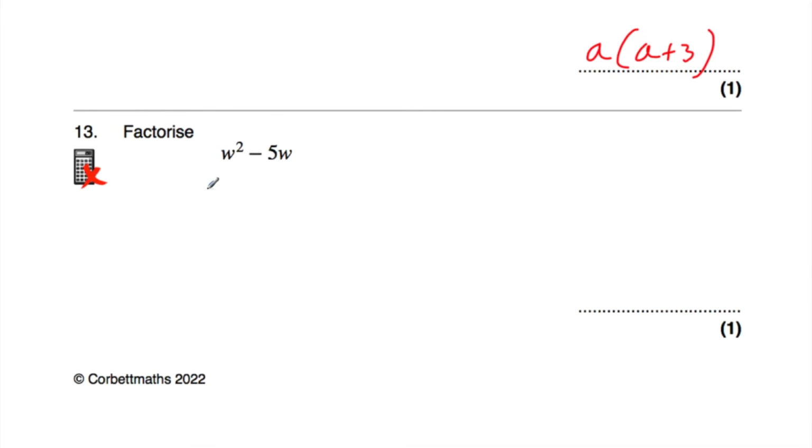So question number 13, we've got w squared subtract 5w. Both of these terms are divisible by w, so let's take w out, and then open up our brackets, and then let's divide both of the terms by w. W squared divided by w would just be w, and then we've got subtract, and 5w divided by w would just be 5. So the answer would be w, open brackets, w subtract 5, close brackets. And that's it. So if we're asked to factorise w squared subtract 5w, the answer would be w, open brackets, w subtract 5, close brackets. Okay, let's have a look at question number 14.